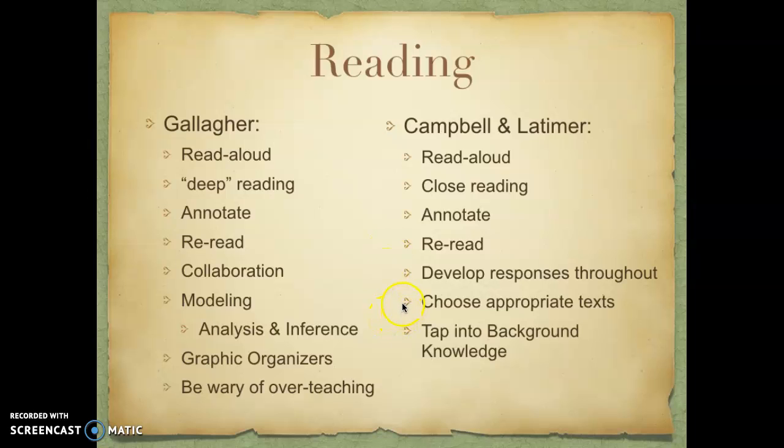So again, here with choosing appropriate texts. This goes along with Gallagher's Be Wary of Overteaching. Sometimes we might want to choose a shorter text for what we're teaching. If they're writing an argument, they might not need to read a 200-page nonfiction book about a perspective of the low-income populace in America. They might only need to read an article about it and then use that as a model for an argument. And tap into background knowledge.